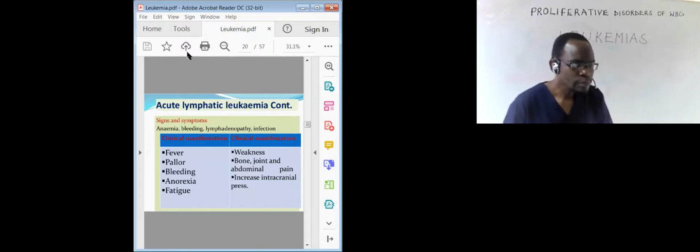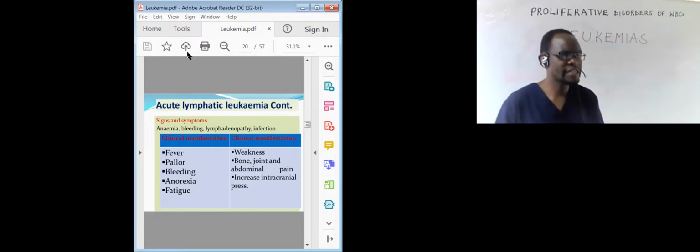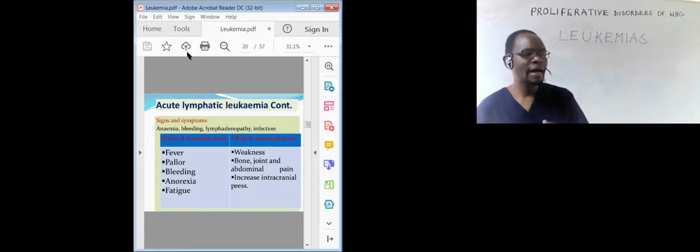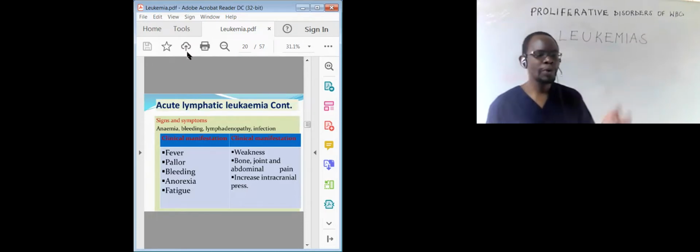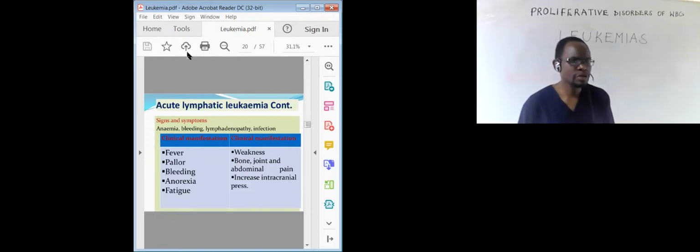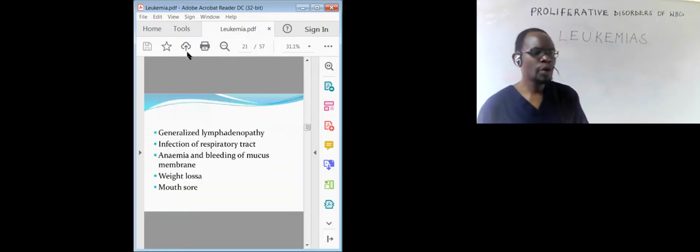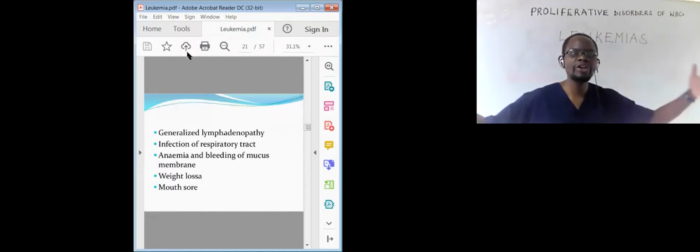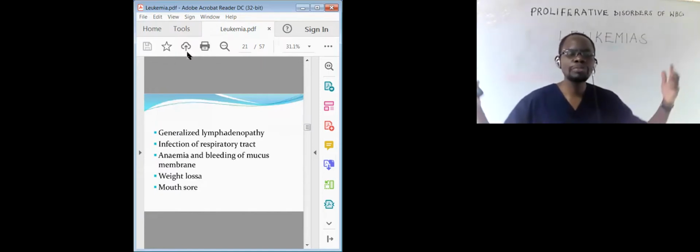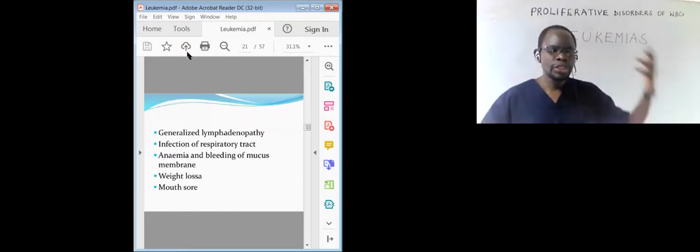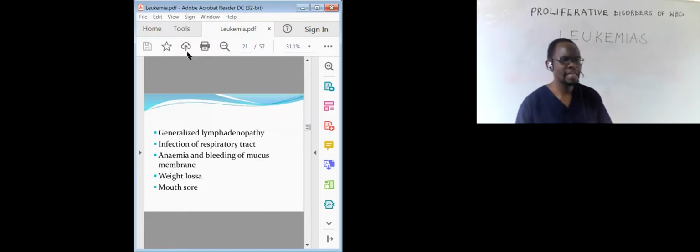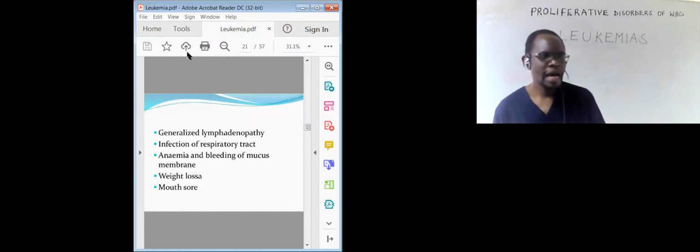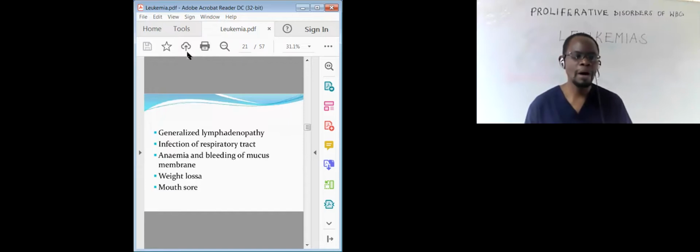So what are the clinical manifestations? You have things like fever, pallor, bleeding, anorexia, fatigue, weakness, and joint pains, and all those issues. You have generalized lymphadenopathy, you have infection. Remember, you have frequent infections because even the normal white blood cells are not being produced. So you have frequent infections, anemia, bleeding, weight loss, and then sore mouth and sore throats.